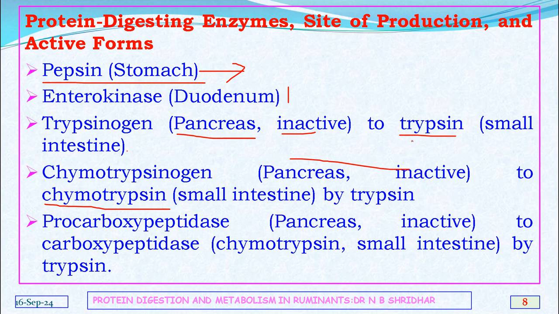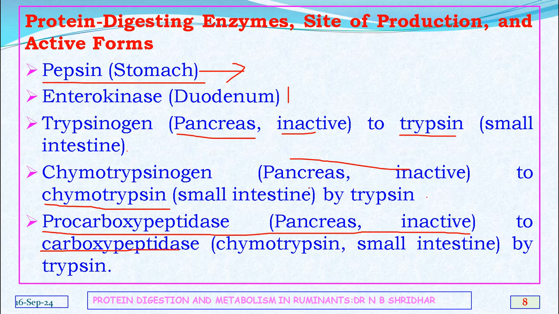So this is the trypsin. This is going to act on the chymotrypsinogen and convert it to chymotrypsin. Then another enzyme called procarboxypeptidase is also secreted in the pancreas. It is also inactive, whereas it is going to be converted to carboxypeptidases. Procarboxypeptidase is converted to carboxypeptidases.